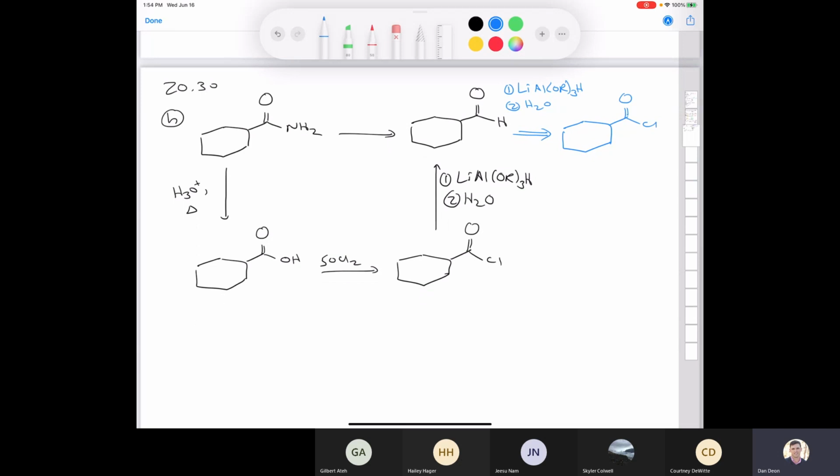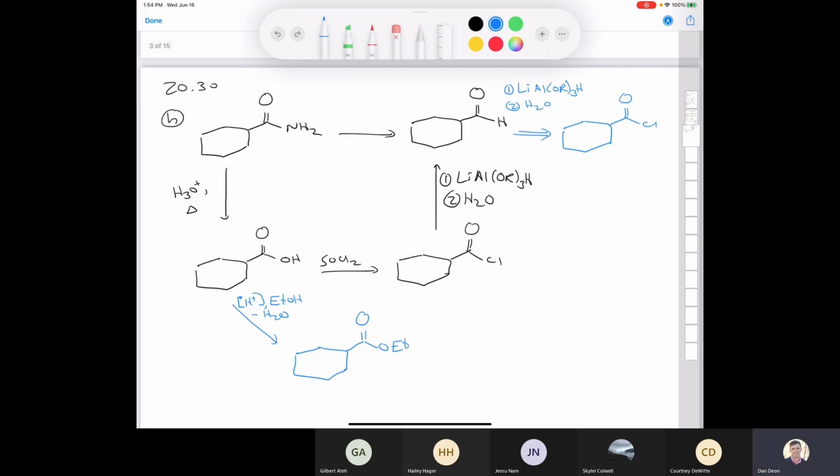An alternate would be to make an ester here, right? If you were to take this and treat it with a catalytic amount of acid, let's say ethanol, right, and remove water, then you would end up with an ethyl ester like that, okay? And then we also saw that we could go directly from the ester to the aldehyde. So we could go from here to here.